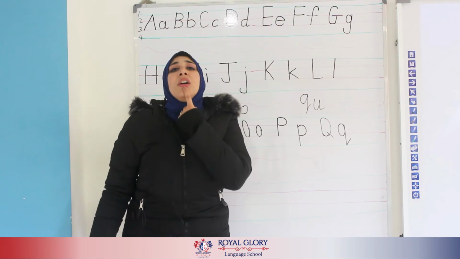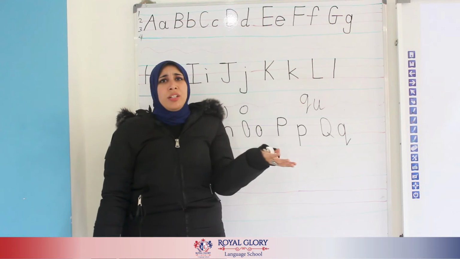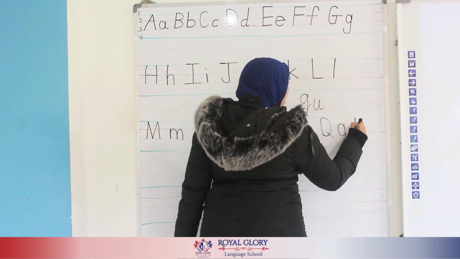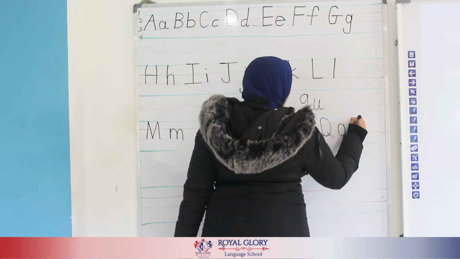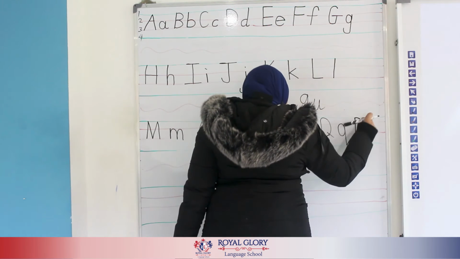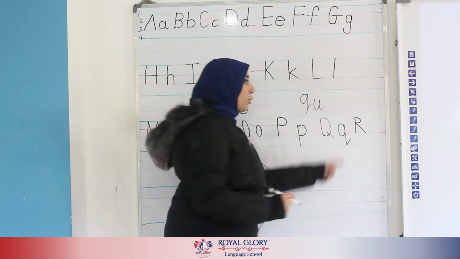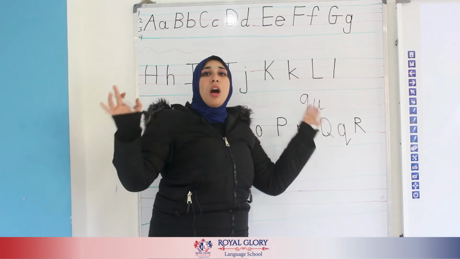Sound of R. Okay, how can I write letter R? From line number 1 to line number 3, down, down, down. Make a semicircle between line number 1 and 2, and make a slanting line down between number 2 and 3. Okay, this is the uppercase of letter R.